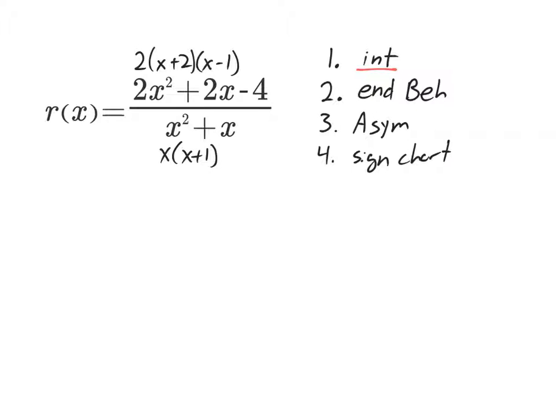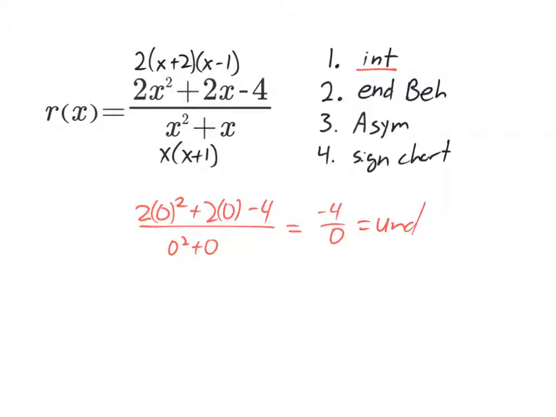So I'm going to find my intercepts. My y-intercept is actually really interesting. As we know, in order to find the y-intercept, we set x equal to 0. So if I set x equal to 0 here, we get 2 multiplied by 0 squared plus 2 times 0 minus 4, all over 0 squared plus 0. So this becomes negative 4 over 0. Now this is undefined, which means that there is no y-intercept. And we'll actually see in just a second why there isn't a y-intercept.